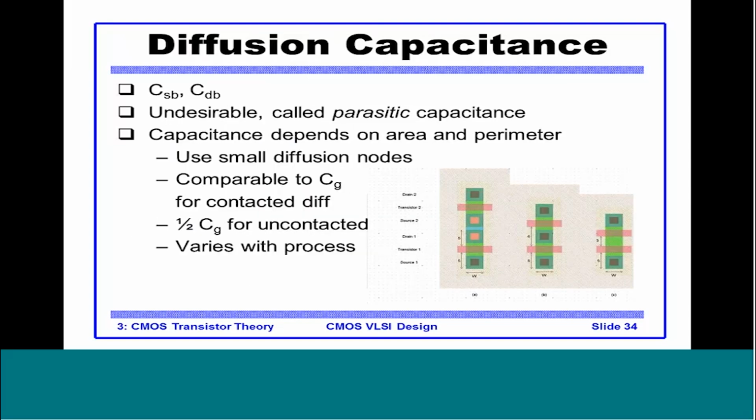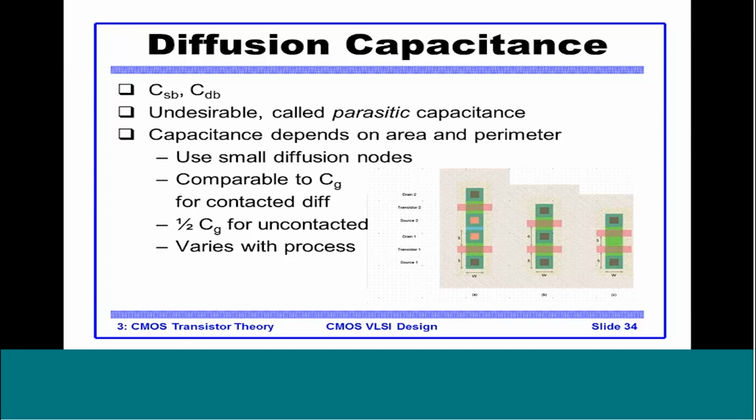Now for diffusion capacitance, we denote two values, CSB, that is the capacitance of source with respect to body, and CDB, the capacitance of drain with respect to body. These two capacitances are undesirable, also called parasitic. So whenever you encounter the term parasitic in VLSI design, it means anything which is undesirable. It can be parasitic capacitance or parasitic resistance. Why undesirable? Because they make the device slower.